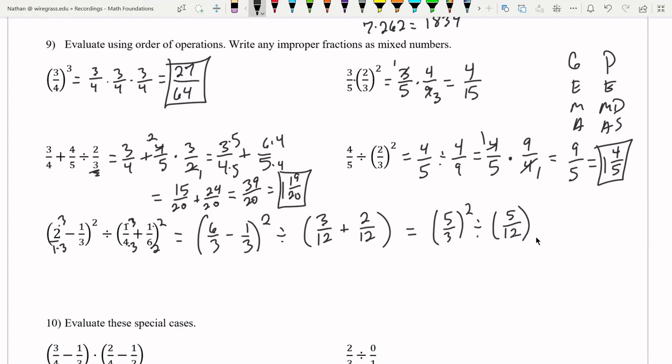Leave it as an improper fraction. It's going to be easier to work with when you're doing the work. So we have 5/3 squared. 5/3 times 5/3 is going to be 5 times 5 is 25, and 3 times 3 is 9. Okay, now we are dividing by a fraction, so we're going to multiply by the reciprocal.